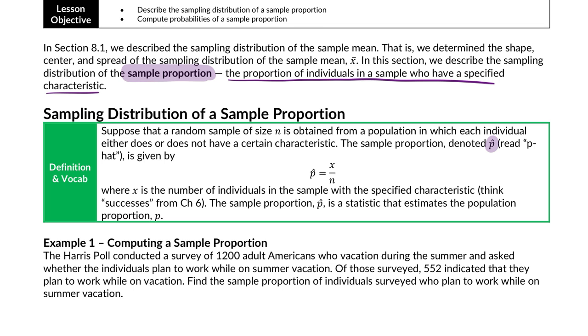P hat, which is the sample proportion, is given by this formula: p hat equals x over n, where x is the number of individuals in the sample with that specified characteristic. Kind of think like successes in chapter 6. The sample proportion p hat is a statistic that estimates the population proportion. We're not going to think too hard about this. It is literally a proportion.